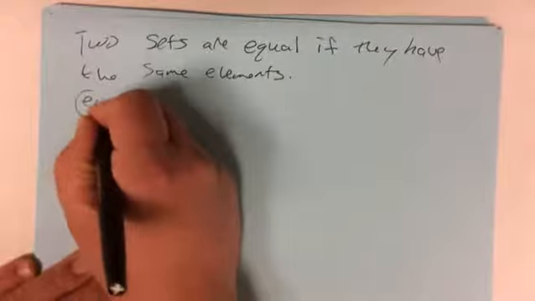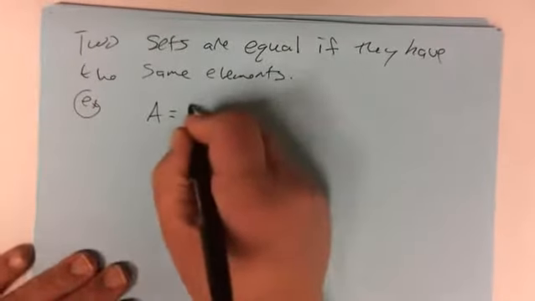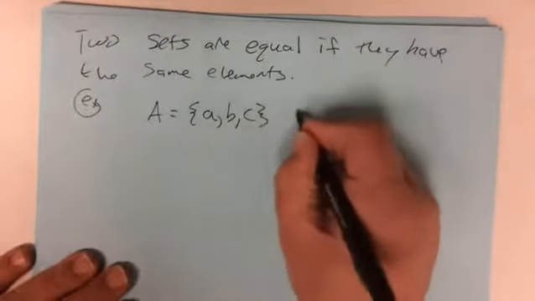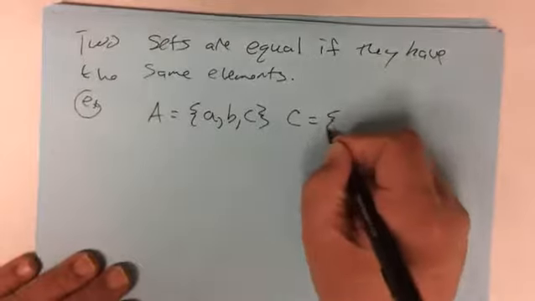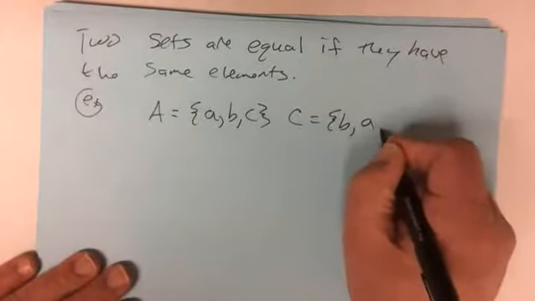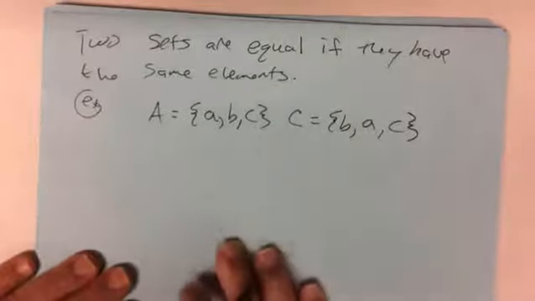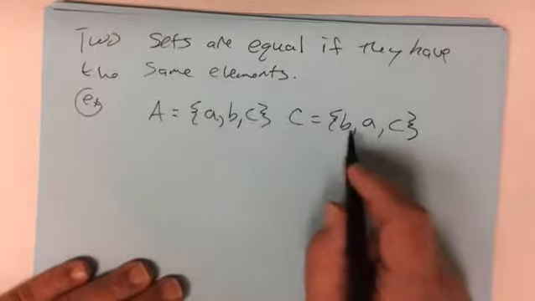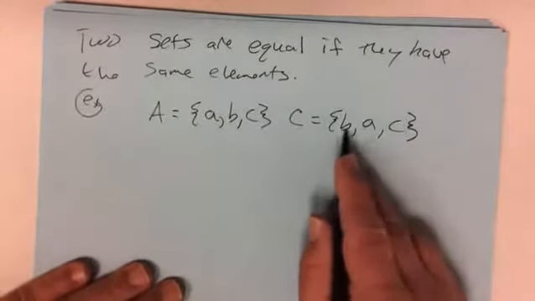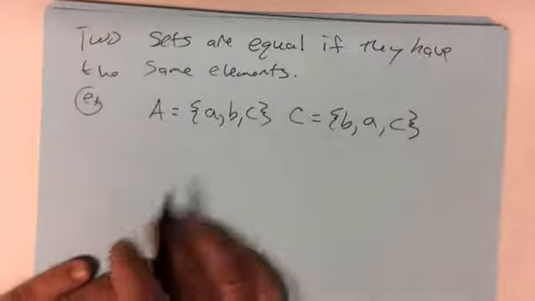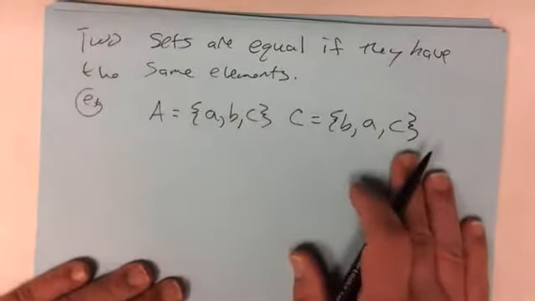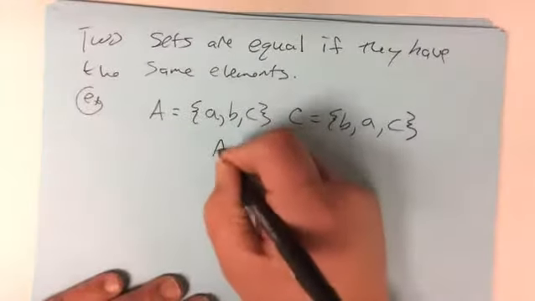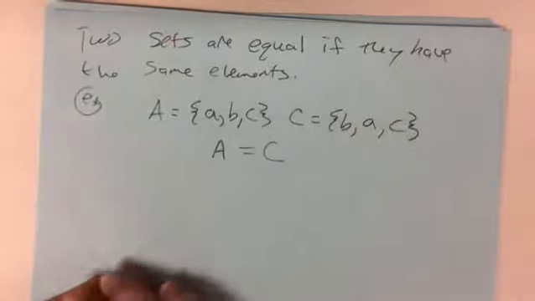Okay, let me give you an example here. Let's say set A is A, B, C. And then let's say set C is B, A, C. Something like that. Set A and set C. Oh, I was going to say C, A, B. That's okay. So set ABC, set BAC. Notice these two sets have the exact same elements, so they're really the same set. A is equal to C.